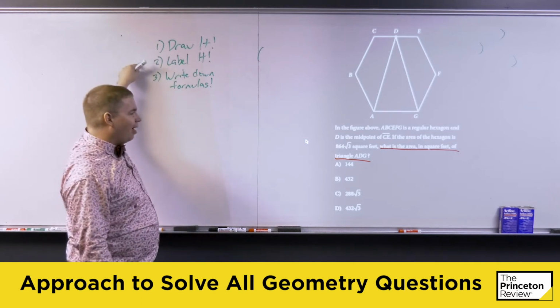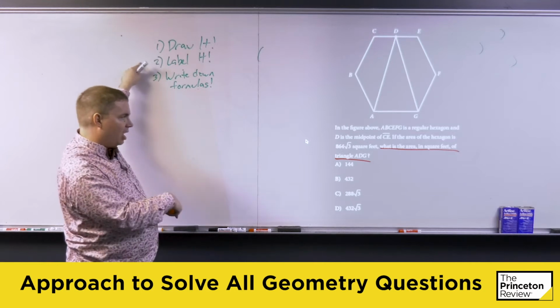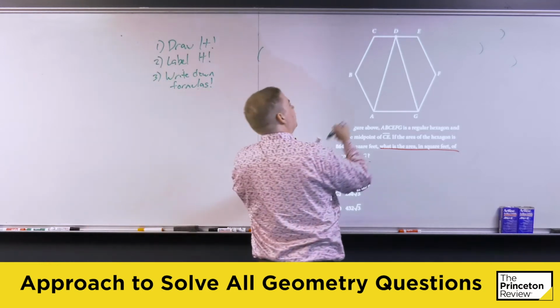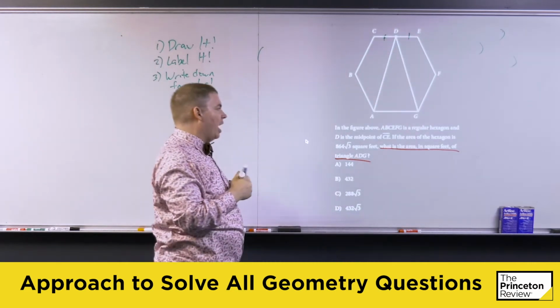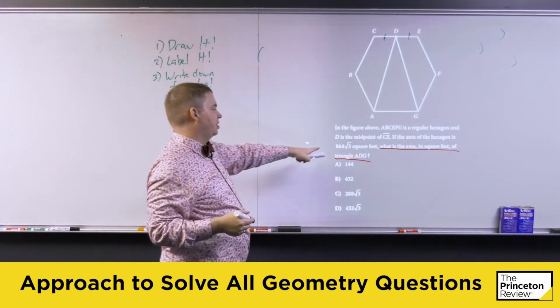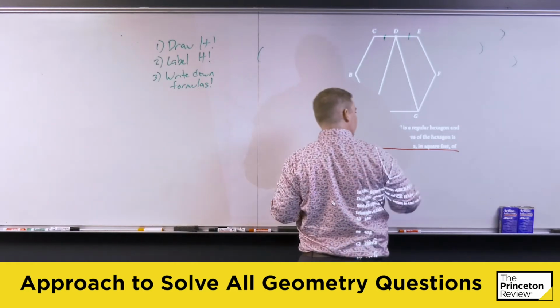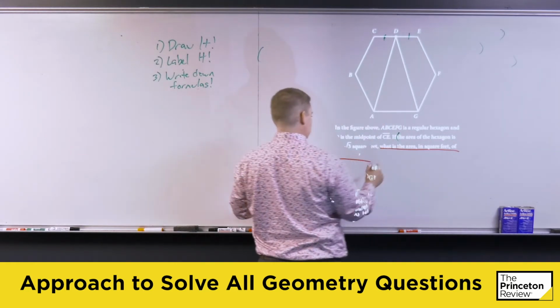Labeling it, well, they told us it's a regular hexagon. D is the midpoint of CE, so we can label that CD is equal to DE. That's a little bit helpful. Area of the hexagon is 864 root 3 square feet.